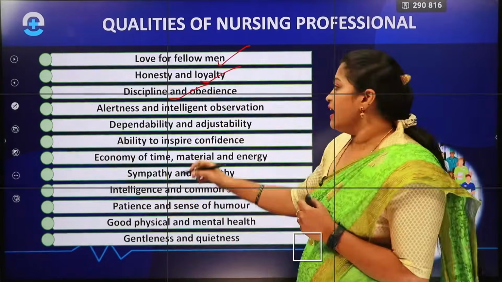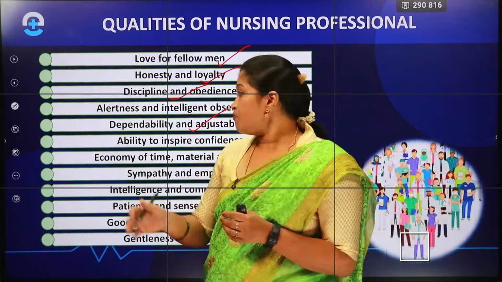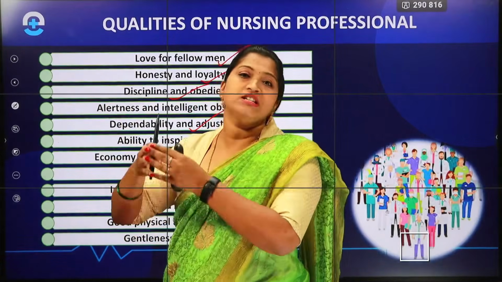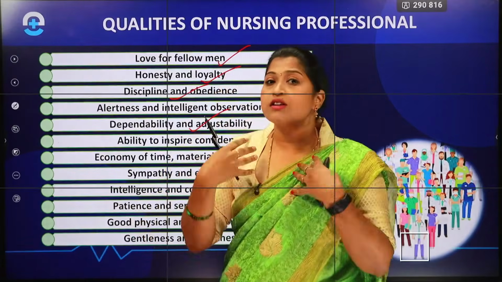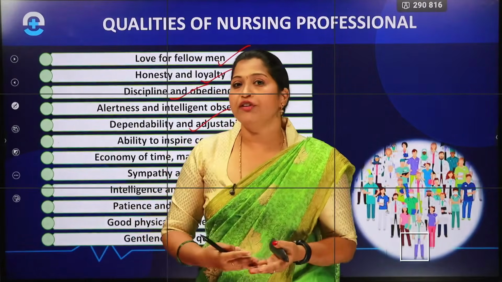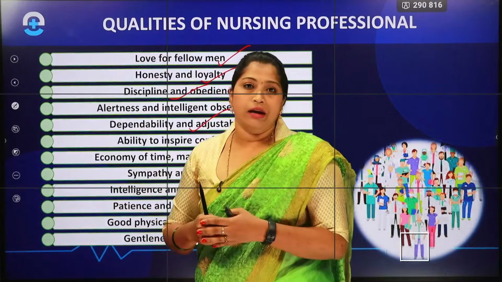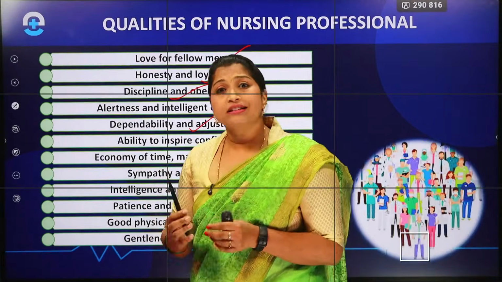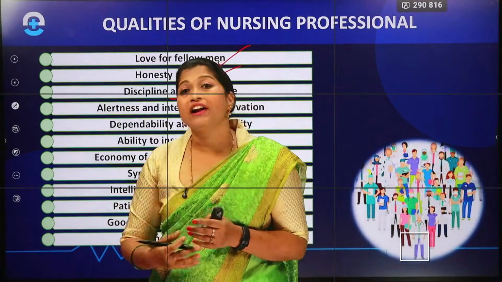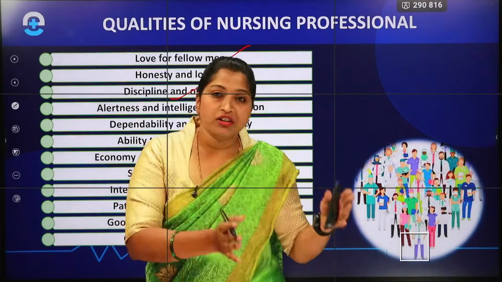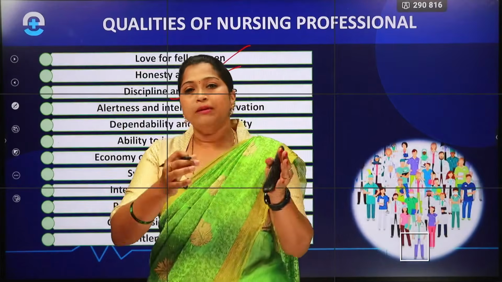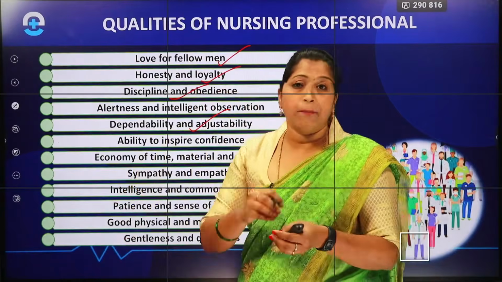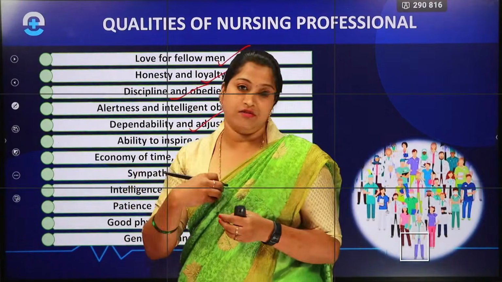The next quality is dependability and adjustability. Here we need to depend on our seniors in any of the important procedures. If you know certain procedures that you are performing and you are very confident in them, you don't need to depend on others in those situations. Regarding adjustability, in certain conditions you as a nurse will have to adjust during the time period, or if you are in the first day or first shift. Sometimes the shift may extend. So adjustability and dependability are the qualities that a nursing professional should adapt in themselves.